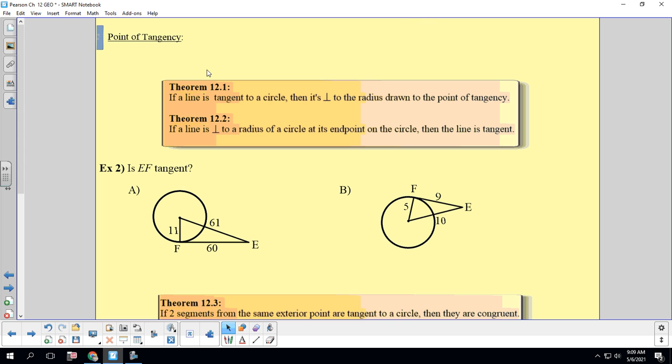All right. Our point of tangency is where the tangent touches the circle. And there's a couple relationships that happen at this place. If a line is tangent to a circle, then it's perpendicular to the radius drawn at the point of tangency.